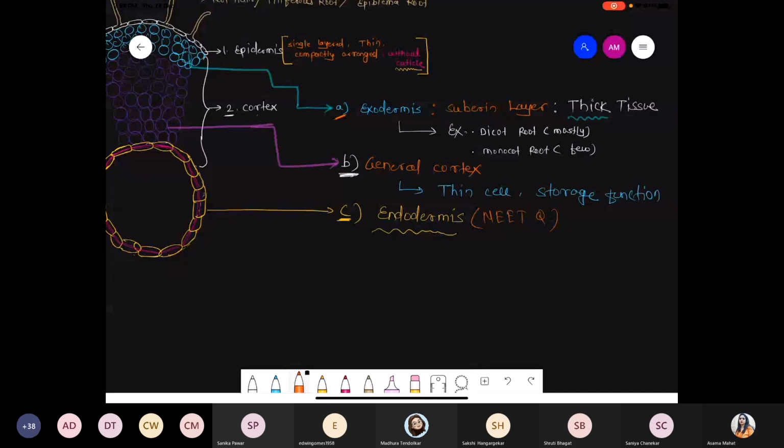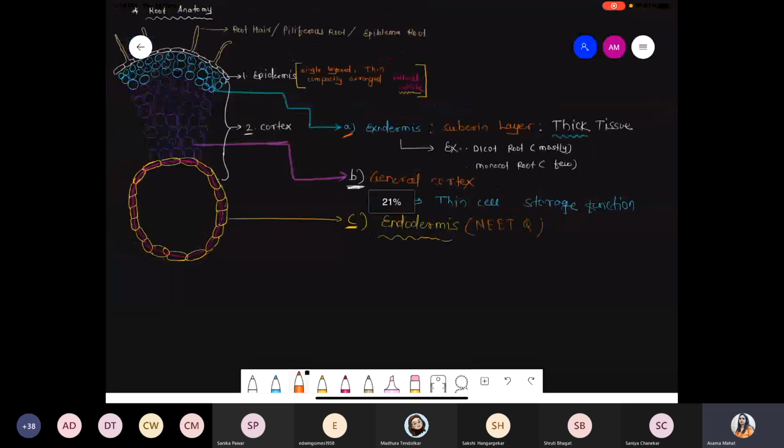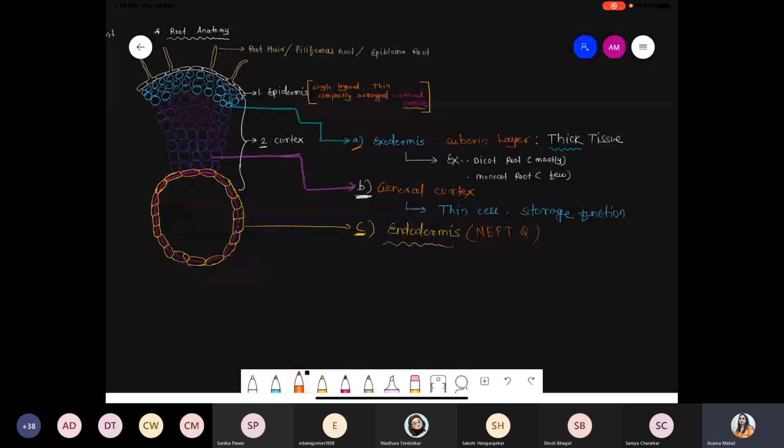Chalo. So if you want, please write down this information. Second part, that is cortex. Cortex consists of three regions: small a exodermis, small b general cortex, small c endodermis.